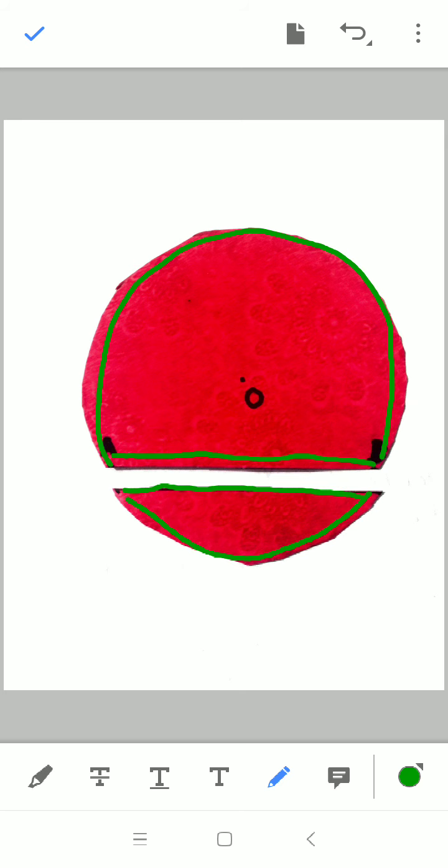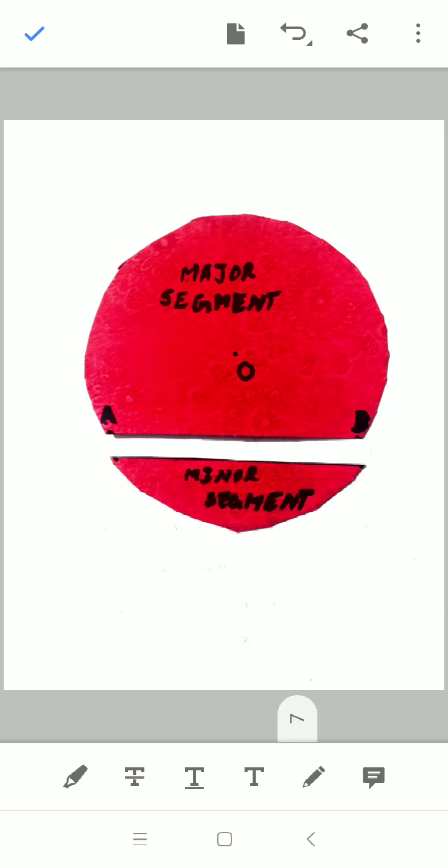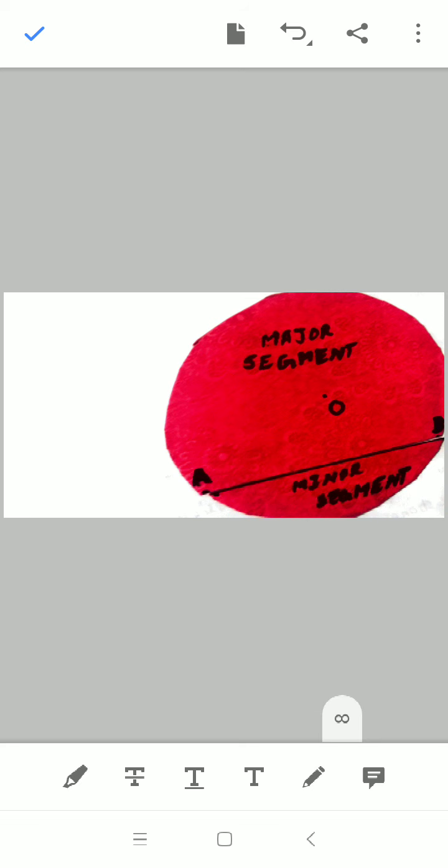Now what is the smaller one called? I said it is called a segment. So what is the bigger one called? The bigger one is called major segment and the smaller one is called minor segment. So if we join it, each circle can be divided into two segments, major segment and minor segment. The smaller one is called minor segment and the bigger one is called major segment.